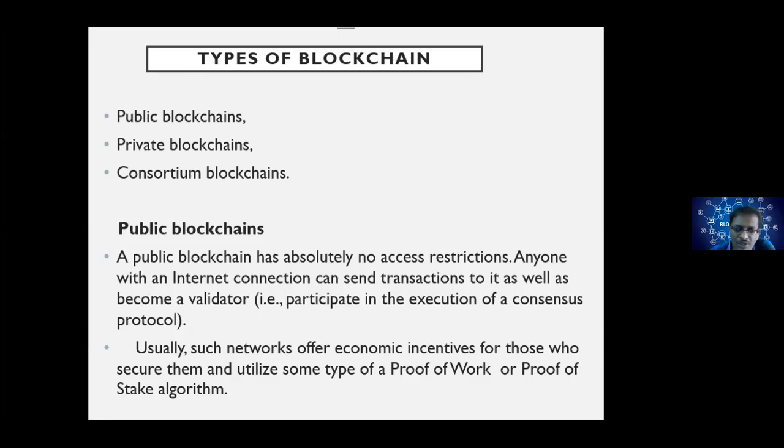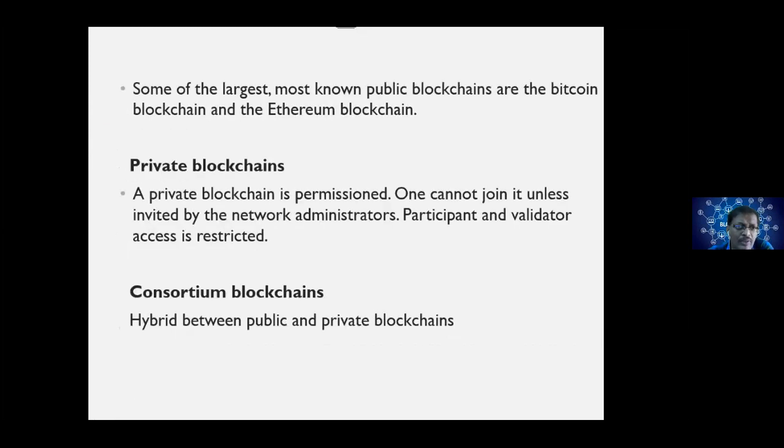Anyone can join it, and all the nodes validate the transactions. A public blockchain example is Bitcoin, and it uses consensus algorithms like proof of work, and even proof of stake also. Bitcoin is an example of a public blockchain, and we have Ethereum as well. Ethereum is also a public blockchain, and we have many other public blockchains.